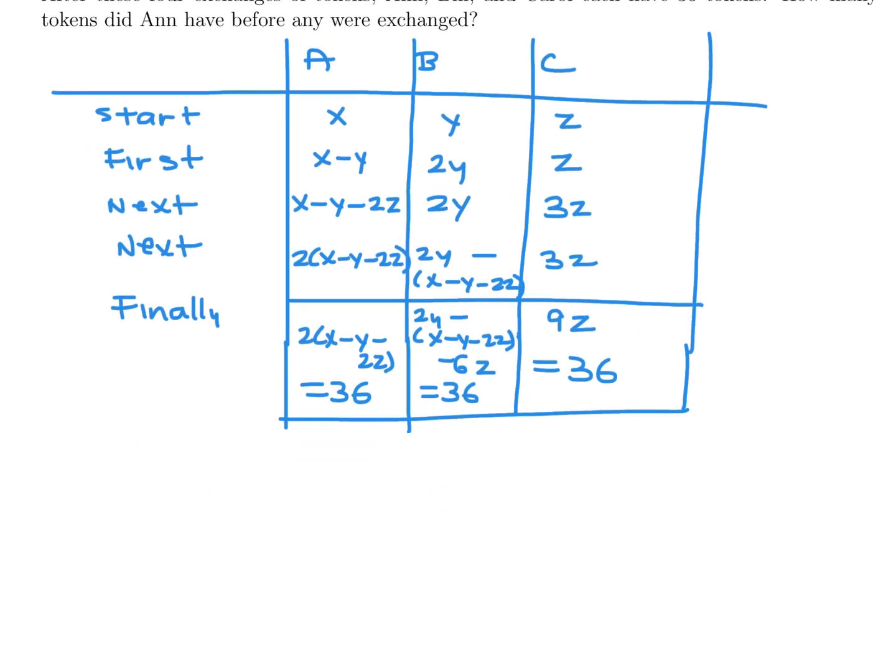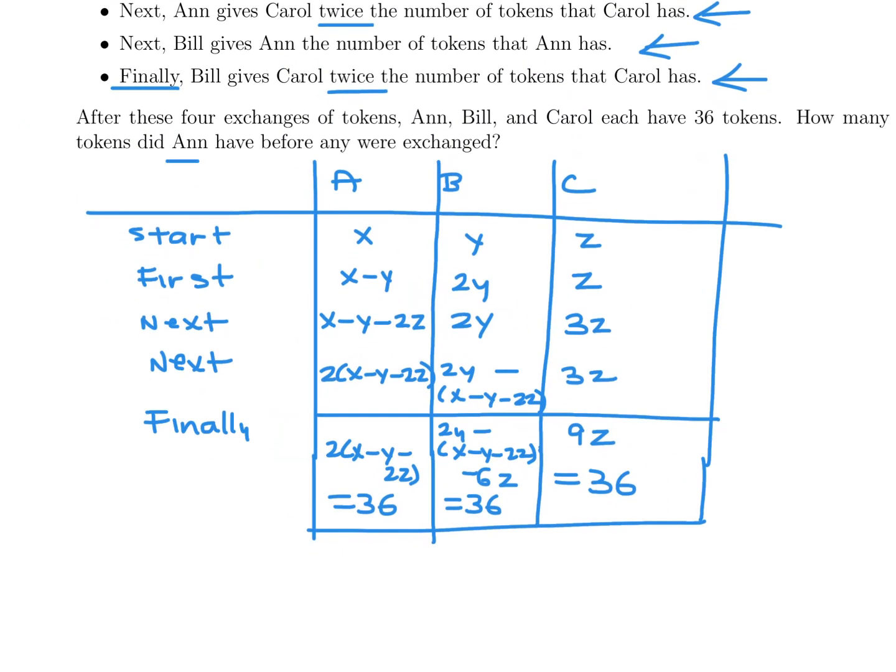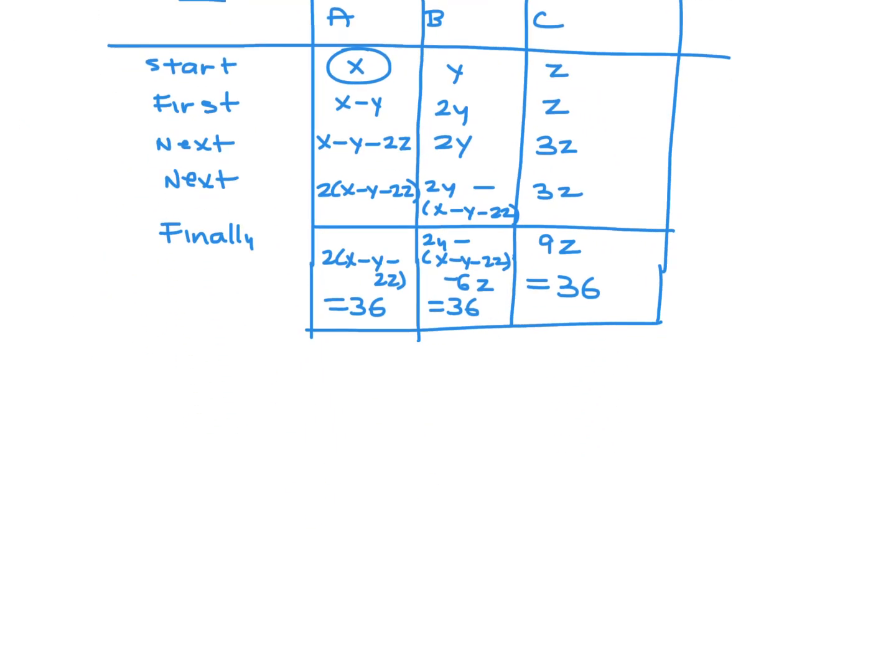Okay, so now, what are we trying to figure out? We're trying to figure out how many tokens Anne had. So basically, we're trying to figure out the value for x. Okay, so from this, 9z is 36, so that means z is 4. So we got that. That's pretty good. And then we're going to have to sub that into these two equations. So the first one is 2x minus 2y minus 4z, and that's 36.